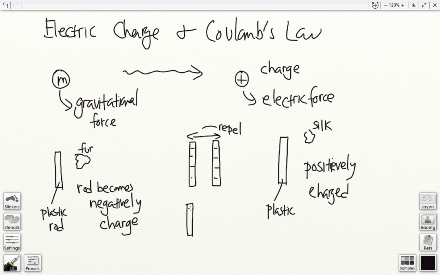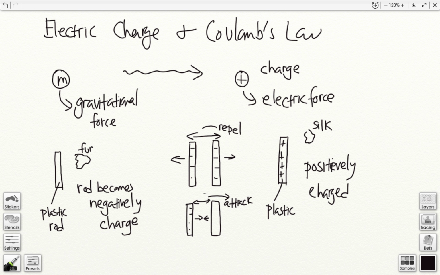Now let's say we put a rod that has been rubbed with fur, so it is negatively charged, next to a rod that has been rubbed with silk, and it is positively charged. These two rods will move closer to each other, and we call that attract.